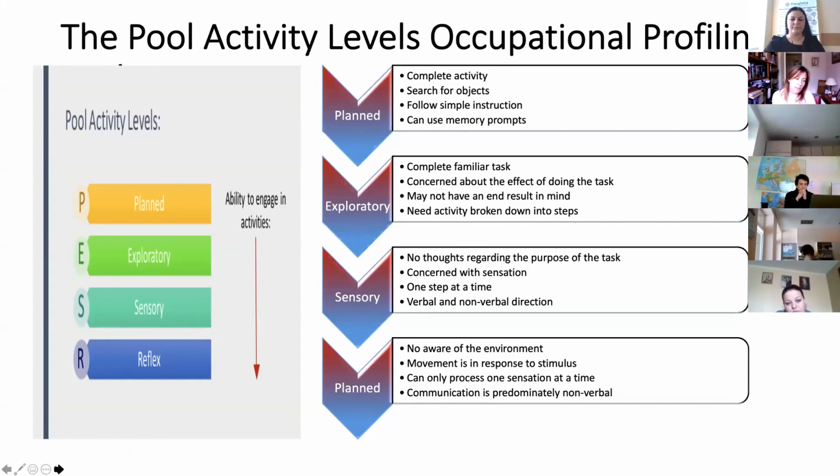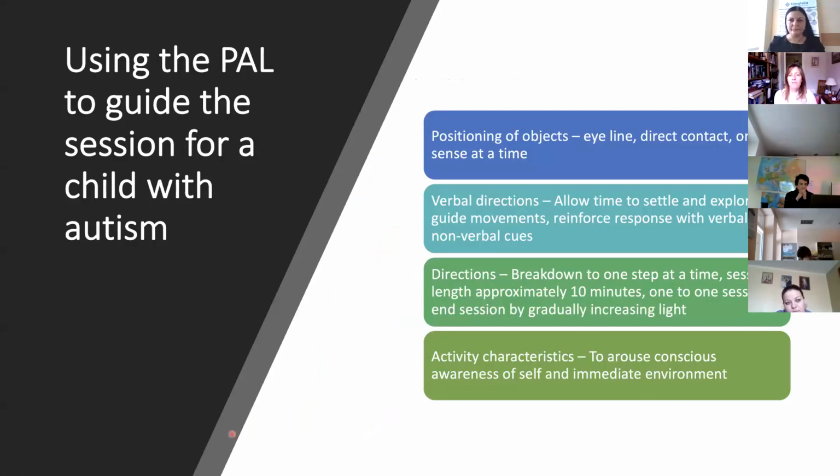So just to give you an example of what that might look like, I have just put a slide up which is looking at how the PAL guides activity. So this is a session for a child with autism, and we're looking at the sensory level of the PAL. And the guidance says that you need to position the objects in the direct eye line. So you've either got to place the child or the object in direct line, because if you have other objects around them, then the child might orientate to those other objects.